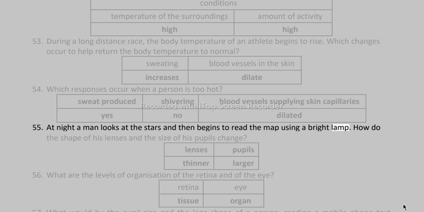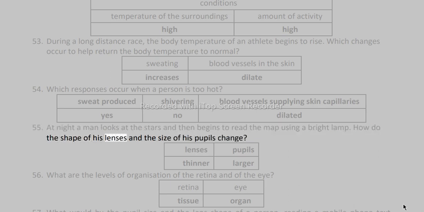55. At night a man looks at the stars and then begins to read the map using a bright lamp. How do the shape of his lenses and the size of his pupils change? Lenses: thinner. Pupils: larger.